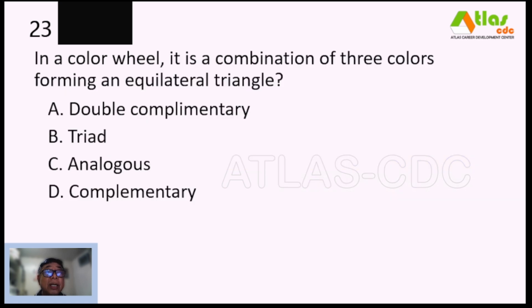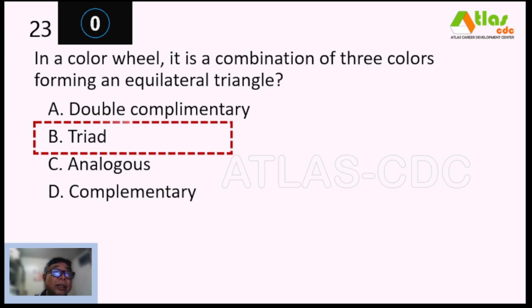Number 23. In a color wheel, it is a combination of three colors forming an equilateral triangle. A, double complementary; B, triad; C, analogous; and D, complementary. And our correct answer is letter B, triad.